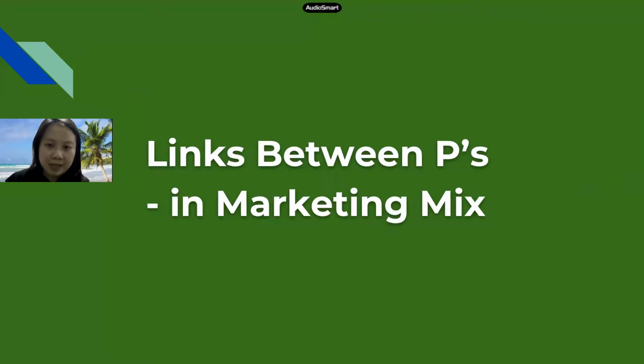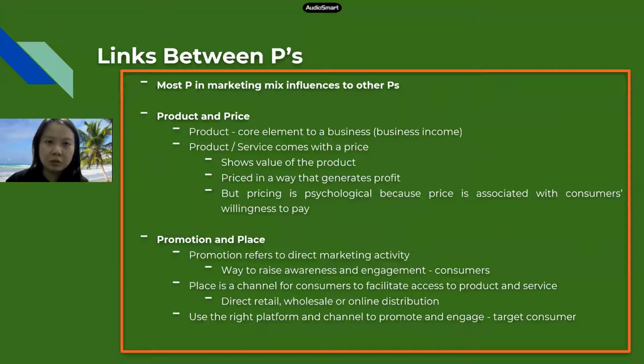Next topic, we'll talk about the links between the P's in the marketing mix. So in these 10 P's of the marketing mix, they link together and influence each other. For example, product and price. If you sell a product without a price, you are unable to show how much your product is worth, and your target customer has no idea how much they will spend on your product. If your product has a price, it shows the value of your product, and this gives your target customer a direction on how much they can spend.